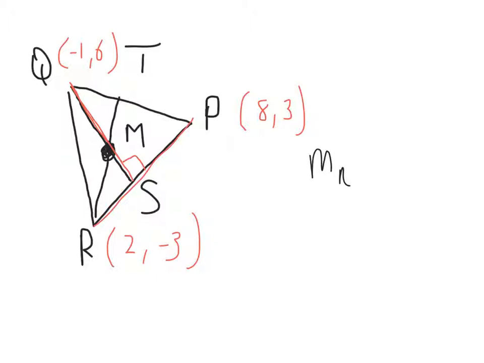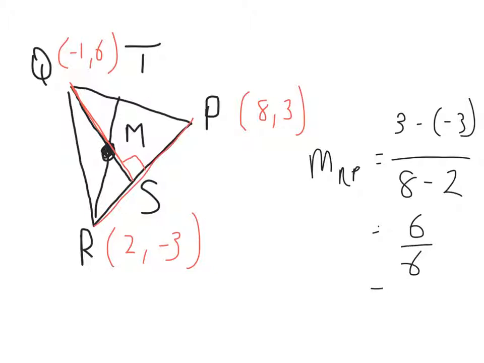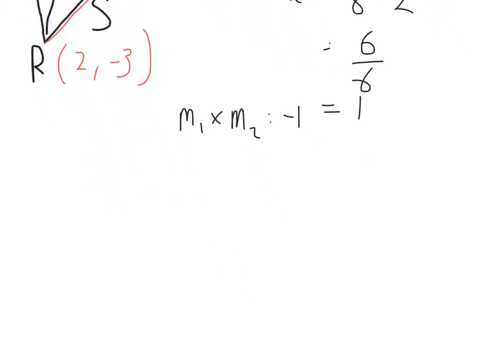So for the gradient of RP, that will be 3 minus -3 over 8 minus 2. 3 minus -3 is 3 plus 3, that's 6, over 8 minus 2 is 6, and that's 1. It's then going to be m1 m2 equals -1 because we're dealing with altitudes, perpendicular lines. So flip 1 over 1, still 1, change sign, that will give me a gradient of -1.